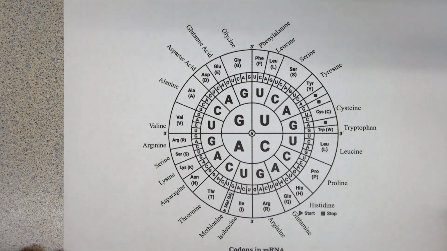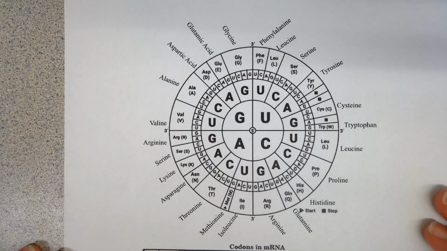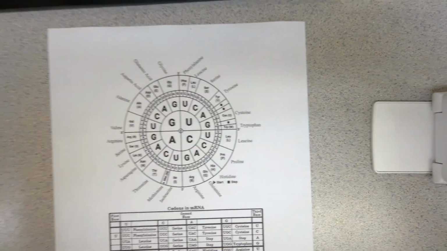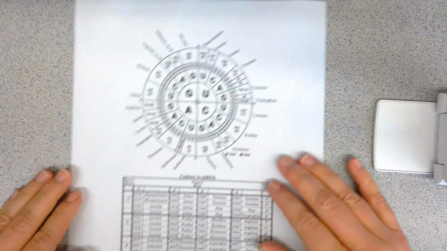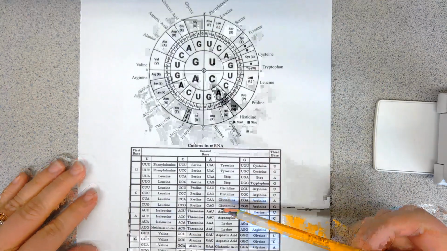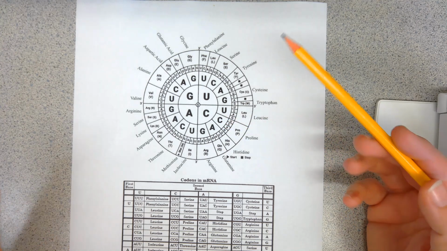On your cardstock handout, you have what are called codon charts. There's actually two of them. As you can see, let me adjust the camera a little bit. Bring it up a little bit higher. There's two of them, the round one up here and the square one down here. I'm going to show you how to read both of them, and then you can basically take your pick.